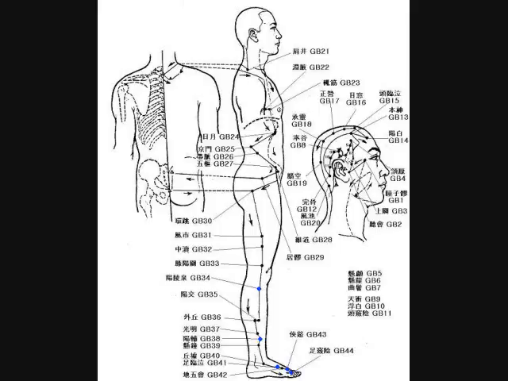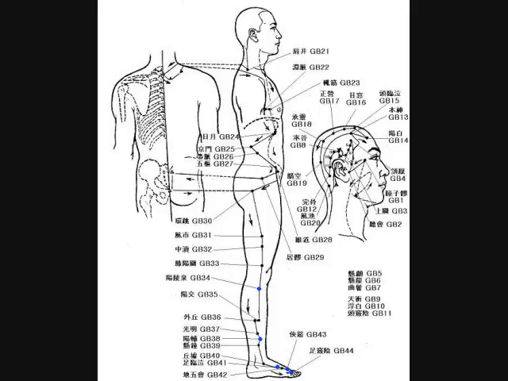GB31, on the midline of the lateral aspect of the thigh, 7 tsun above the transverse popliteal crease. GB32, on the lateral aspect of the thigh, 5 tsun above the transverse popliteal crease, between M. vastus lateralis and M. biceps femoris.